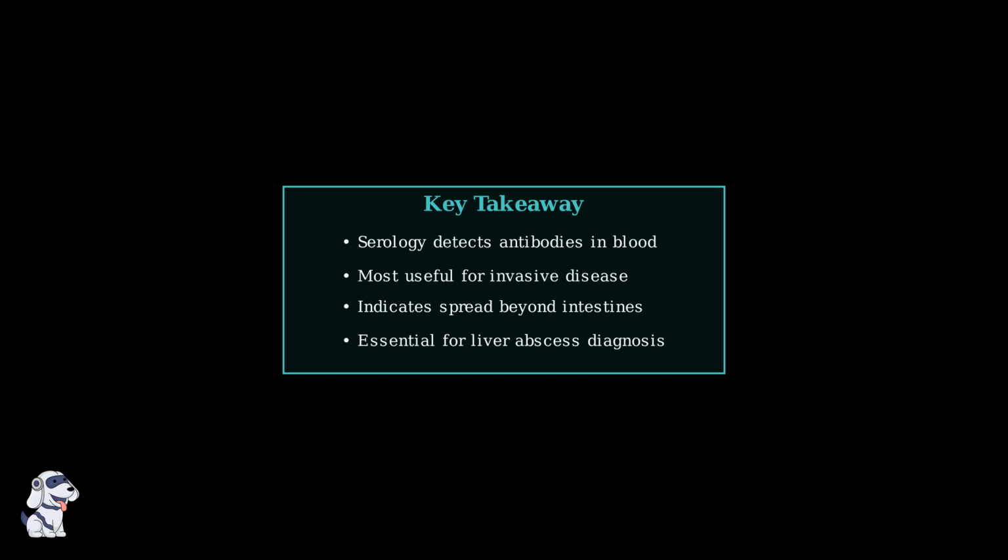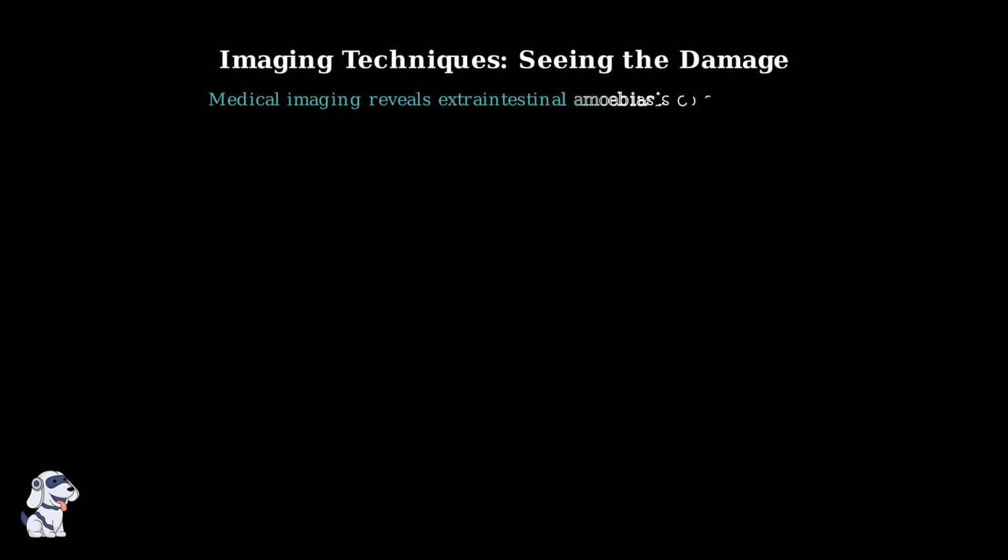Unlike stool tests that detect the parasite directly, serology reveals the body's immune response, indicating that Entamoeba histolytica has spread beyond the intestinal tract. When amoebiasis spreads beyond the intestines, doctors need to see inside the body to assess the damage. Medical imaging techniques provide crucial visual evidence of complications like liver abscesses.